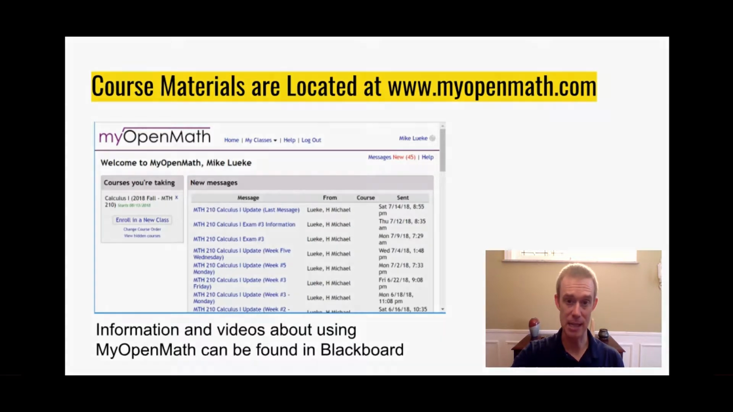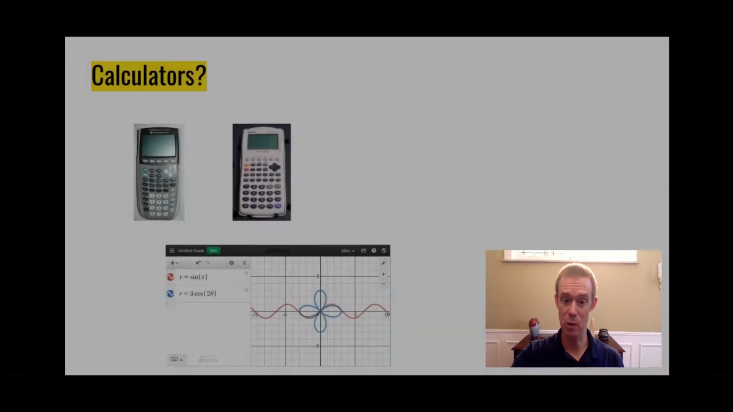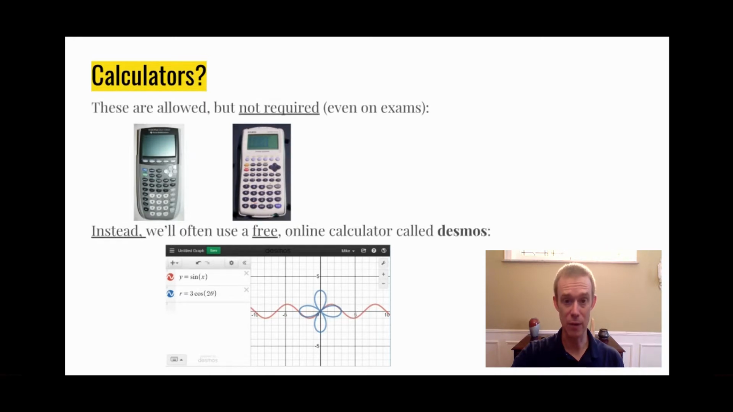Many students ask if a graphing calculator is required. We'll be using a free online graphing calculator called Desmos for the course. You are welcome to bring a traditional TI or Casio handheld calculator to exams, but graphing calculators are neither necessary nor required for the exams. Some kind of calculator is highly recommended, though.